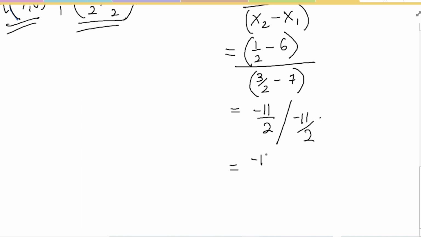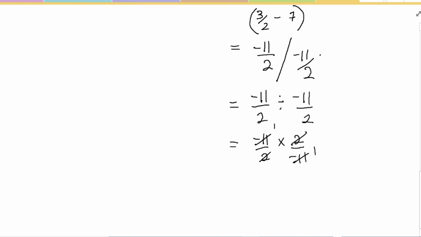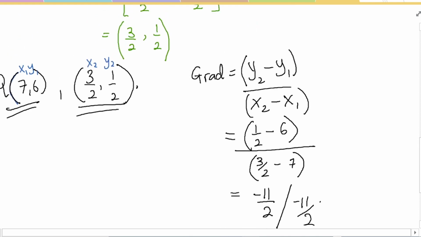This is the same as saying 11 over 2 divided by negative 11 over 2, which is the same as negative 11 over 2 multiplied by 2 over negative 11. This goes with that, and this one with that one. And definitely that is going to give us 1. So the gradient is 1. That's the gradient. The gradient of the line of symmetry is 1.